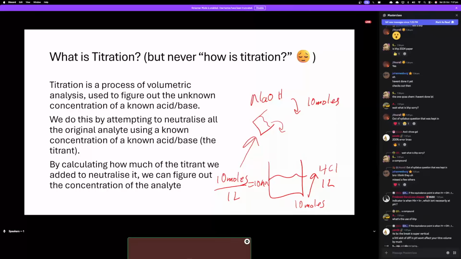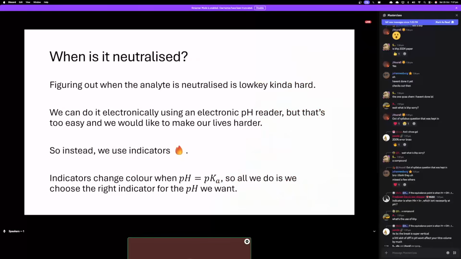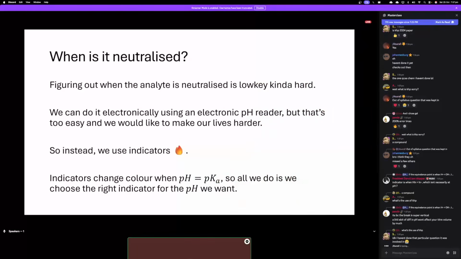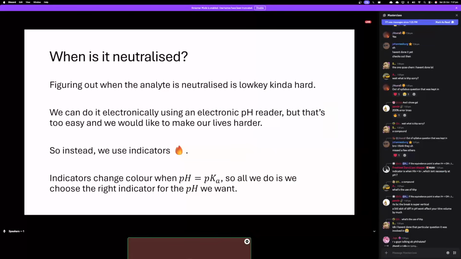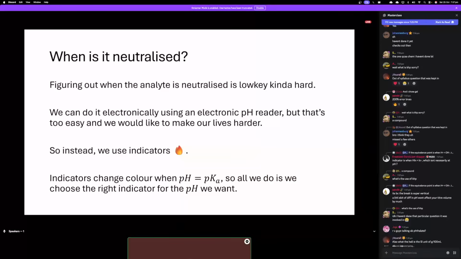Hopefully that makes sense. There is one problem. How do we know when it's neutralized? And figuring that out is kind of hard. We could just do it a super easy way, but no, we don't want to do that. That's not fun, right? We want to have fun. And because we want to have fun, we're going to use indicators instead.